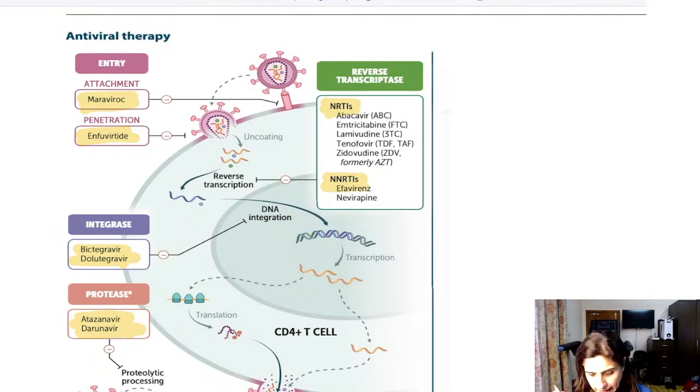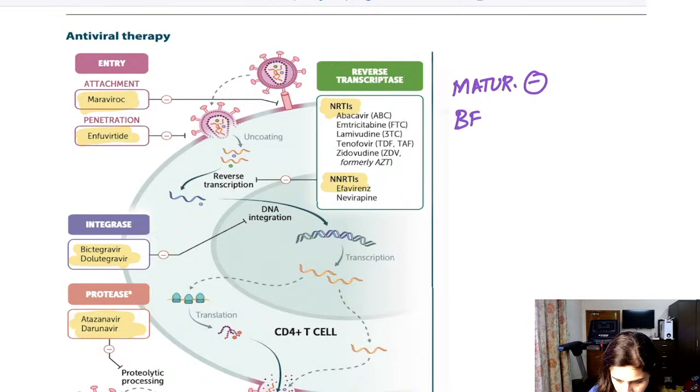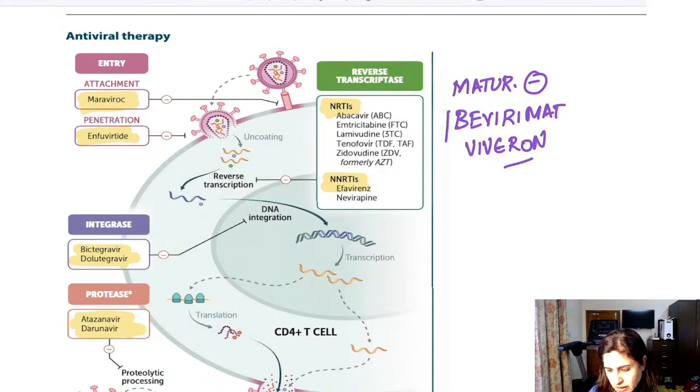ठीक है, there are even some newer drugs now which are your maturation inhibitors also. Maturation inhibitors भी आ गई हैं. बेविरीमैट करके एक है. ठीक है, so it is बेविरीमैट and Viviron. So these are some new names actually, you can remember Viviron and बेविरीमैट.